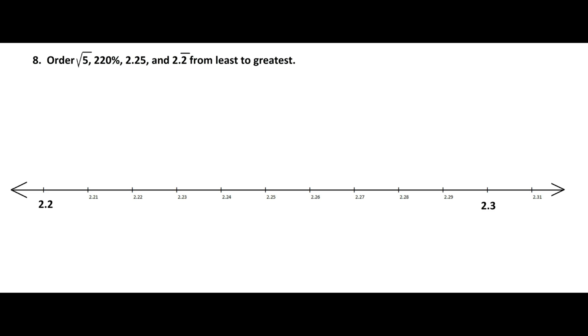So our first step here is to create our number line. As you can see, I have 2.2, 2.21, 2.22, so on and so forth until we get to 2.3. This is the only portion of our number line we're going to need tonight. Our strategy is going to be the same as what we used last night. We're going to convert all of our numbers to decimals and order them from least to greatest.